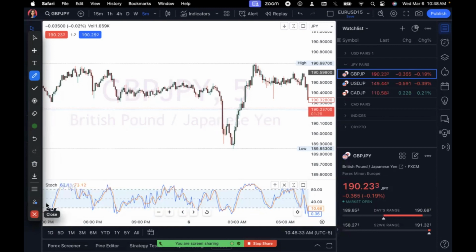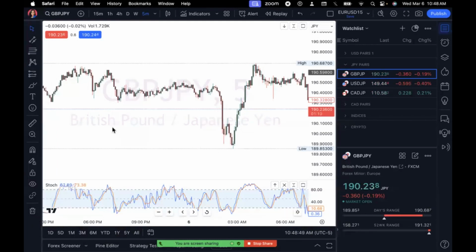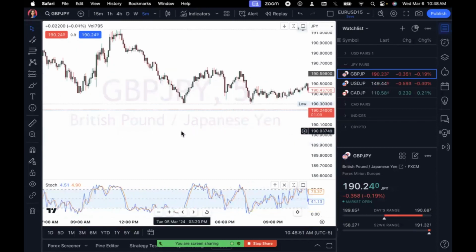So let's recap. If we were looking for a demand setup here, we will highlight the fact that the market has had a hard time getting any lower than this. We see those wick rejections, and then we also have our stochastic crossing up at the bottom. So that would have been a really great demand setup on the 5 minute.